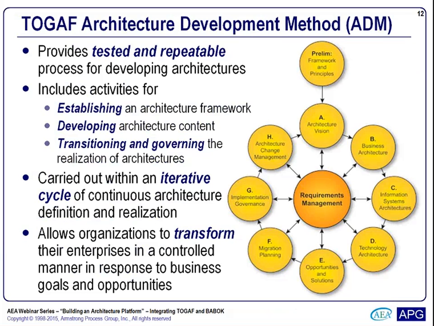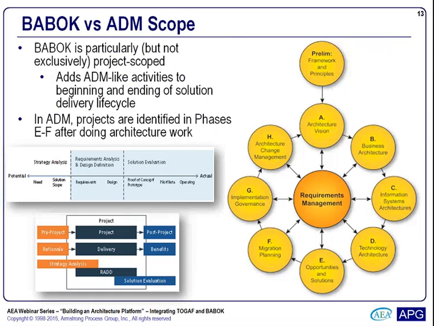So, to me, and perhaps to many of you on the call, it's pretty obvious that there's some affinity between TOGAF and BABOK, at least in the requirements management circle in the middle. But there are some differences as it relates to the scope of the body of work. My opinion, based on practice as well as looking at the framework, is that BABOK is particularly, but certainly not exclusively, project scoped. So there's a little diagram in the middle left that looks at the two different dimensions of potentially going all the way to delivering actual solutions.